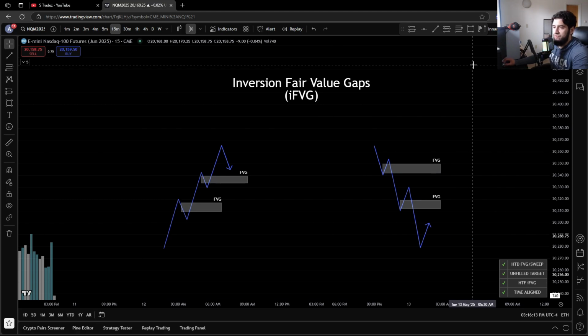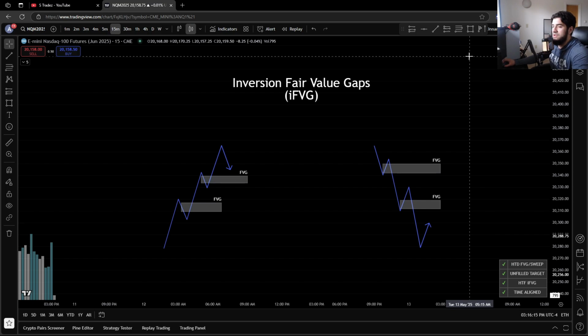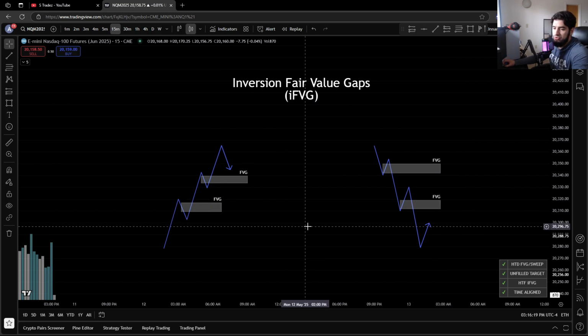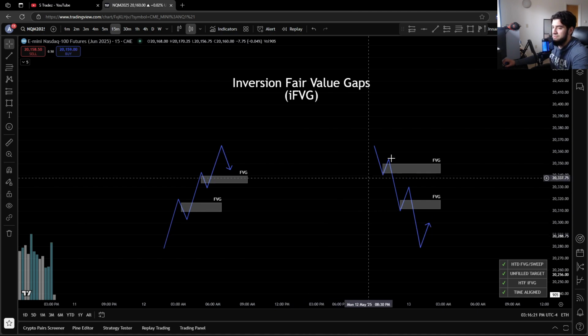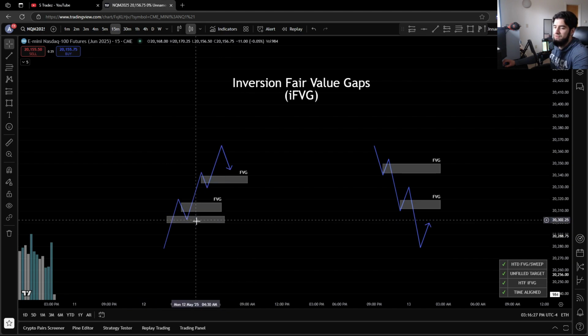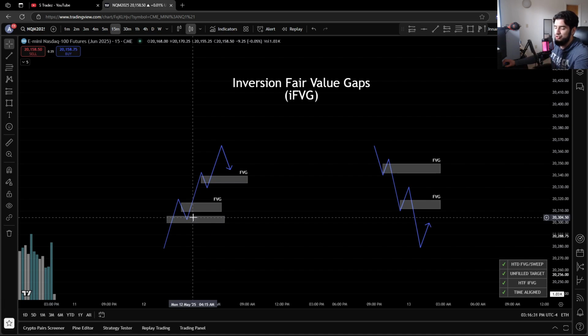So what is an inversion fair value gap, right? If you guys haven't watched my video, it's pretty much when a fair value gap gets disrespected. So usually, on a regular basis, what you would see is there's a fair value gap over here on the trading leg. Price comes down, taps that fair value gap, and then ends up respecting it, meaning it holds that fair value gap and it pushes in that direction, right?